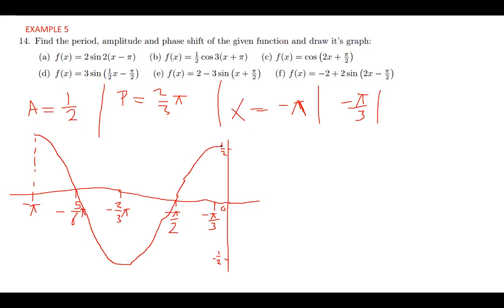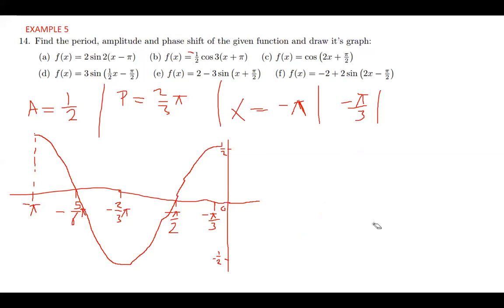So this is the graph. If there was a negative this side, the opposite would have been the case. It would have looked like this. Now, since it's positive, it's going to face up like that. So this is how you sketch the cos graph.